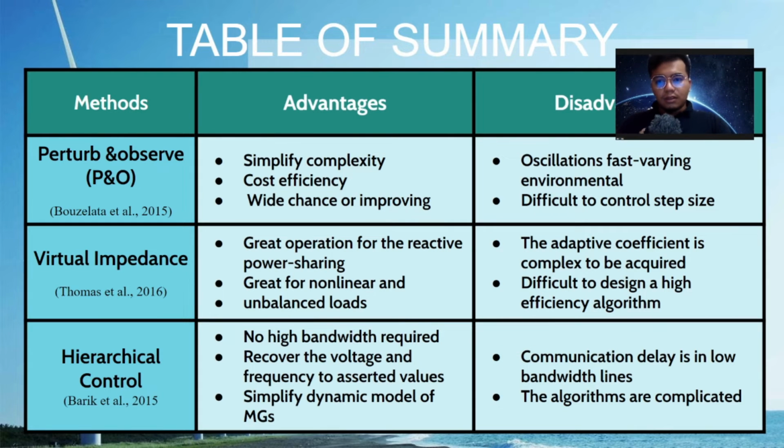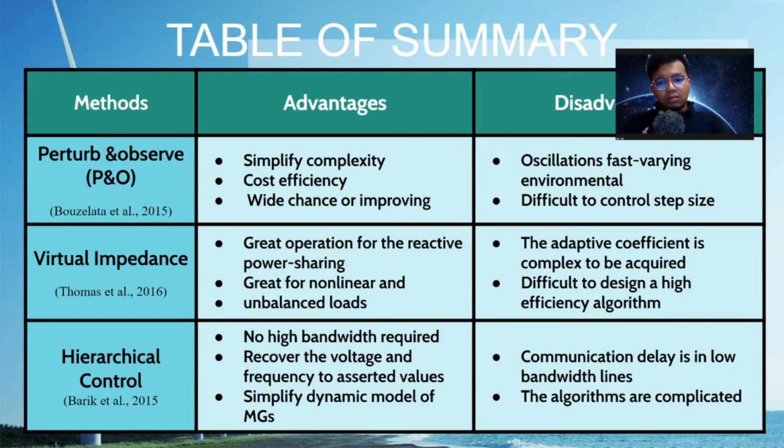For the table of summaries, the first method in the literature review is the perturb and observe method. The advantages of this method are that it simplifies the complexity, it is cost efficient, and it has a wide chance of improving. The disadvantages are that there are oscillations in fast varying environments, and it is difficult to control the step size.